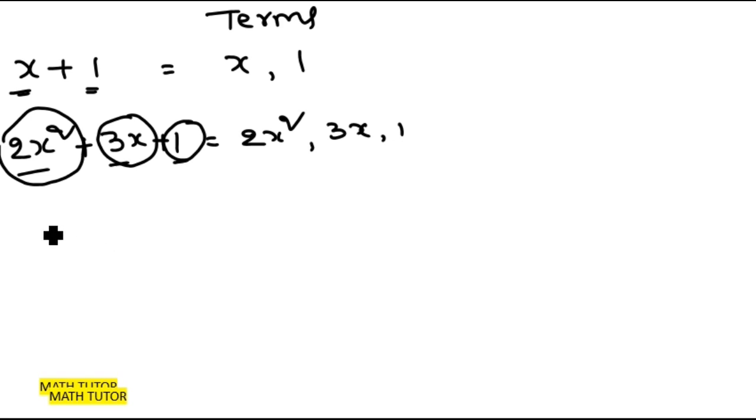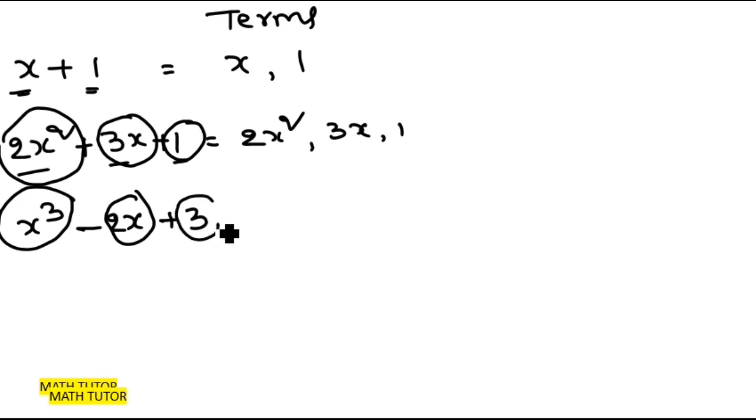Let me consider one more example. x³ − 2x + 3. Here how many terms are there? 1, 2, 3. They are x³, −2x and 3. These are the terms for this expression. And what about the constant? We have 1 as the constant in x + 1. Here also 1 is a constant, and here 3 is the constant.